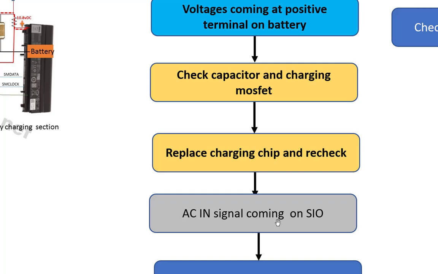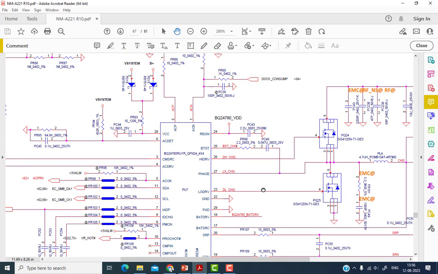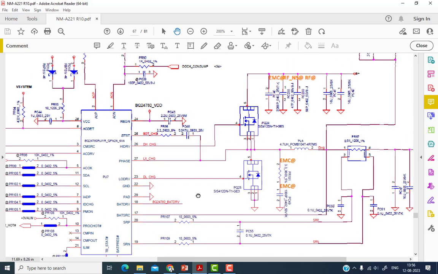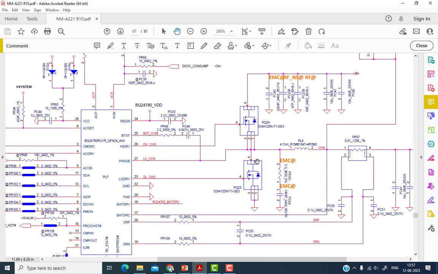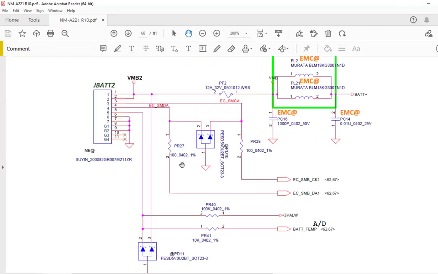So now we'll go to the schematic diagram and see the test points. So here is the schematic diagram. This is the BQ24780 chip. This is the battery charging chip, the location of the chip is PU7, and these are the two charging MOSFETs. This is a coil and this resistor, and this is the battery output terminal. And this is my battery connector. This is the battery terminal.